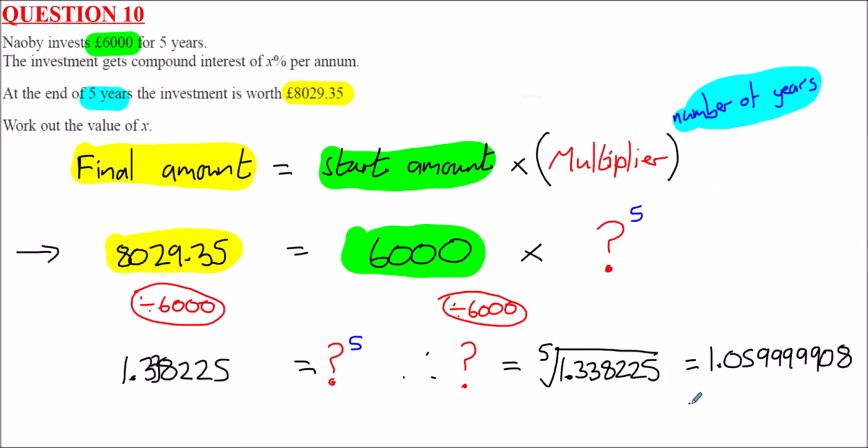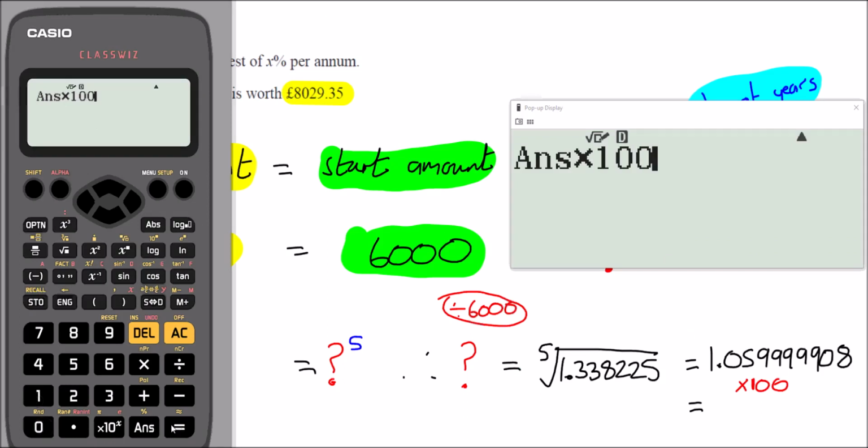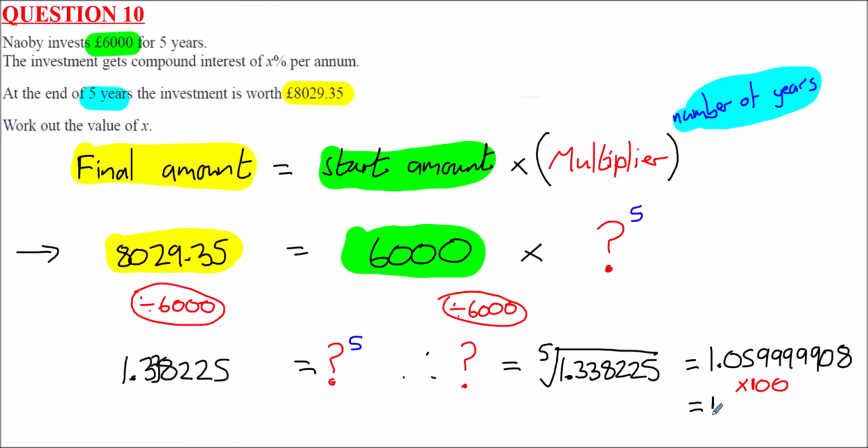Now, because we're talking in terms of percentages, it's probably worthwhile multiplying this by 100 to convert it into a percentage. So this times by 100, to change from a decimal to percentage, is 105.99999%.